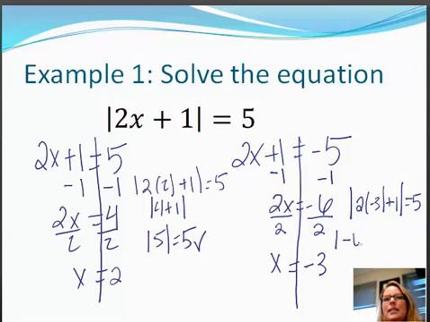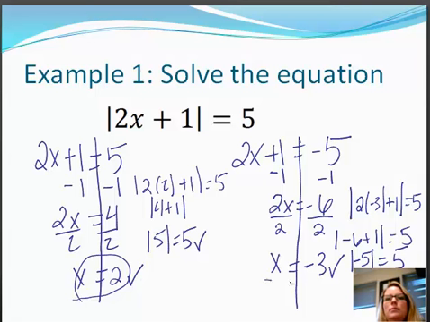So I get negative 6 plus 1 is equal to 5. Well, negative 6 plus 1 is negative 5. At this point, it looks like it doesn't work. However, the absolute value sign, remember, changes that to be a positive 5. So this works as well. So both of the answers work. So your answer would be x equals 2 and x equals negative 3.